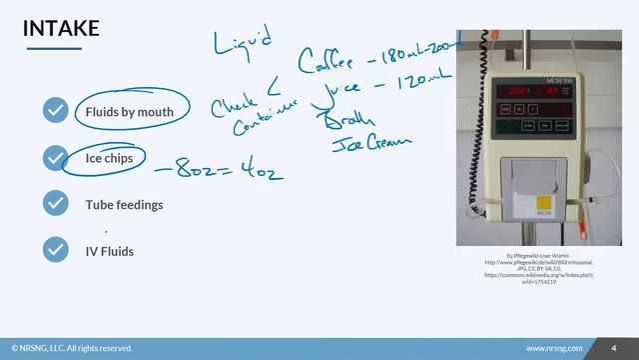The other thing you need to keep track of are their tube feedings. Do they have a PEG tube? Do they have a J tube? Do they have any sort of tube feedings going in? They're going to have a pump similar to this one, and you'll be able to clear it and check the overall volume of the tube feeding that your patient is getting.